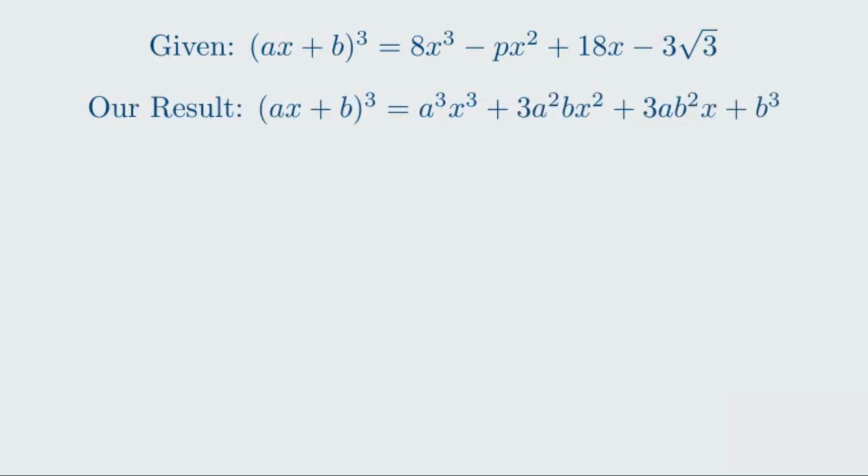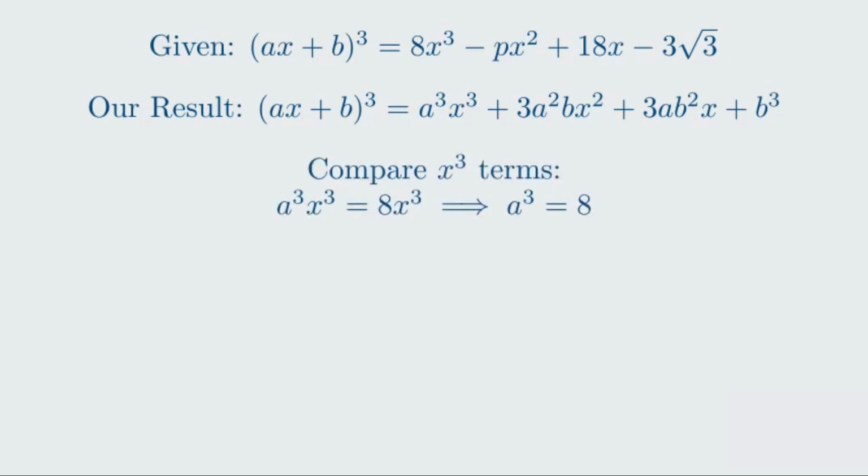Look at the x cubed terms. In our expansion, the coefficient is a cubed. In the given expansion, it's 8. So, we can set up the equation: a cubed equals 8. Now let's compare the constant terms. These are the terms without an x. In our expansion, the constant term is b cubed. In the given expansion, it's negative 3 square root of 3. This gives us our second equation: b cubed equals negative 3 square root of 3.